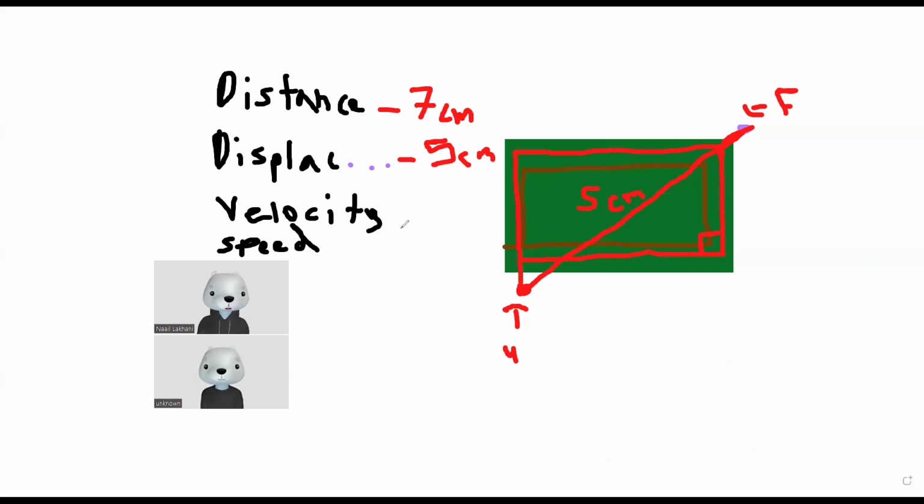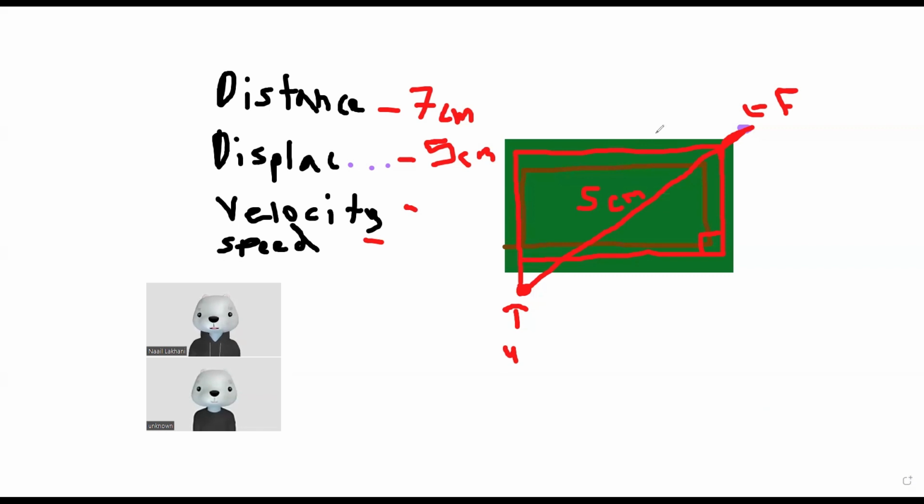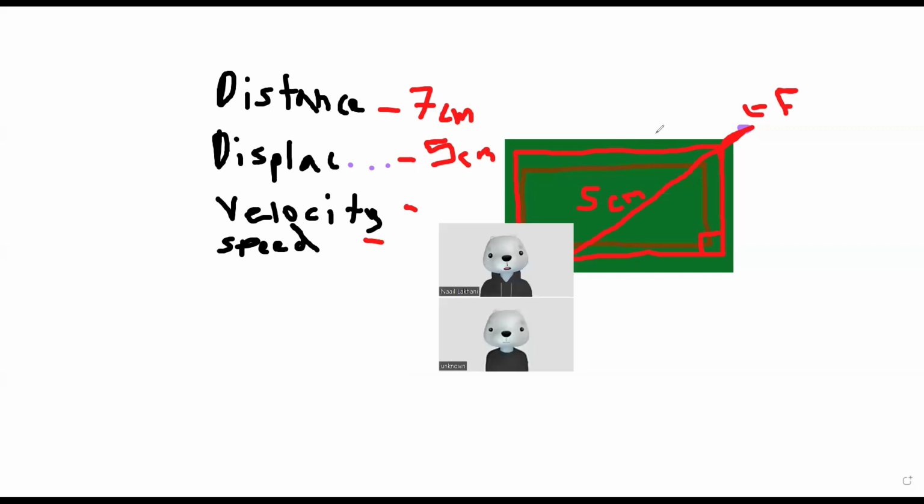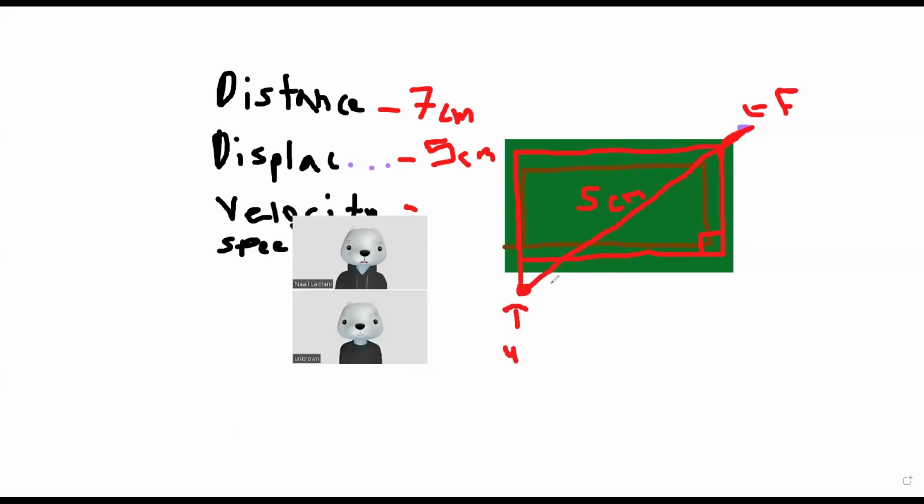Now we'll tackle velocity and speed. These two terms are pretty similar to one another, and it might sometimes be difficult to distinguish between them. Let me explain it in simple terms. Let's say you walk to your friend's house, a distance of 7 centimeters, and this walk takes you about 10 seconds.